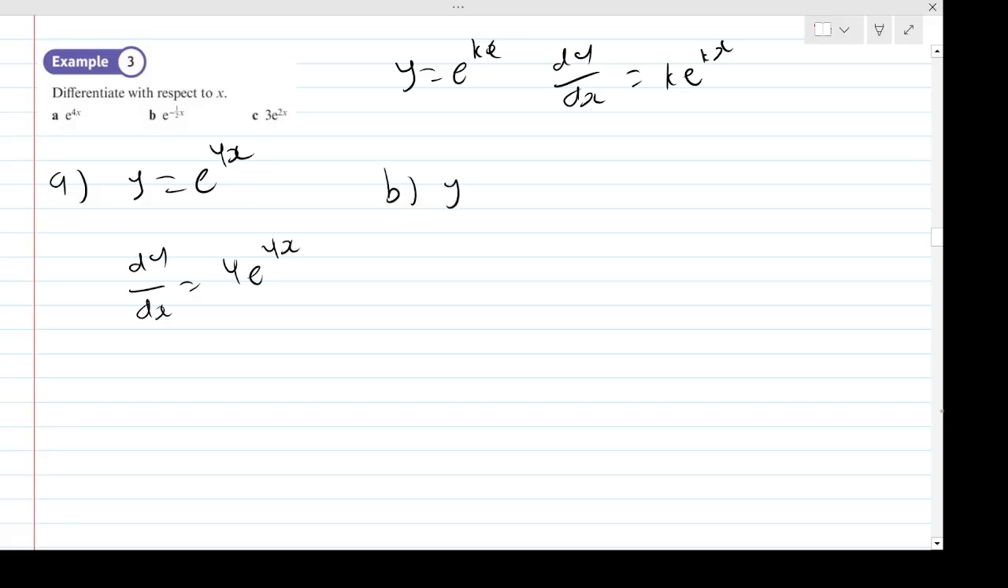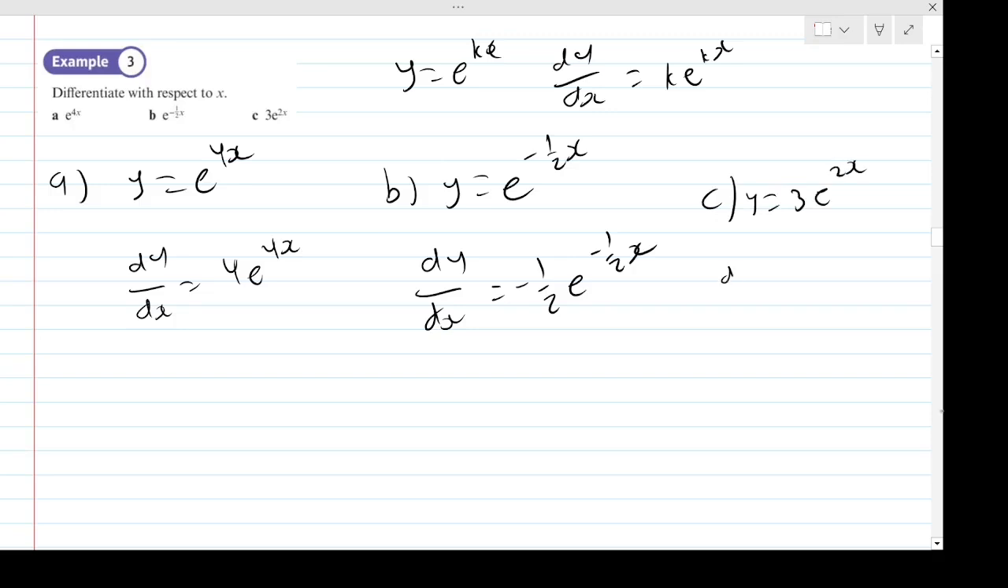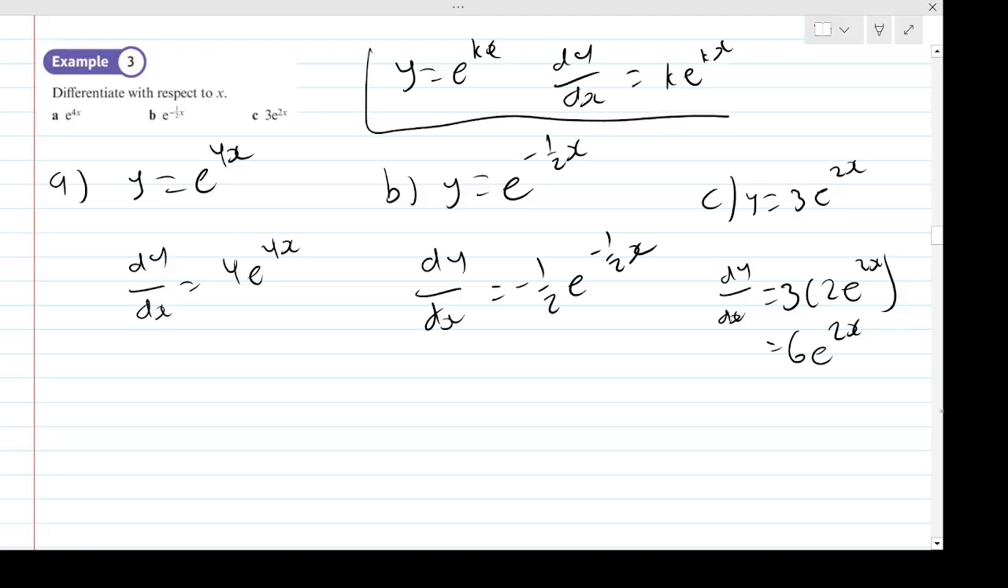Then for part B, we have y is e to the minus a half x. Again, for the derivative we bring the minus a half to the front, so it'd be minus a half e to the minus a half x. Then part C, we have y is 3e to the 2x. The 3 is a constant outside, so we don't bother with it, it's still going to be 3. Then the 2 is going to come to the front, so it's 3 times 2e to the 2x, and then we can expand to get 6e to the 2x. And there we are, that's essentially differentiation using this rule.